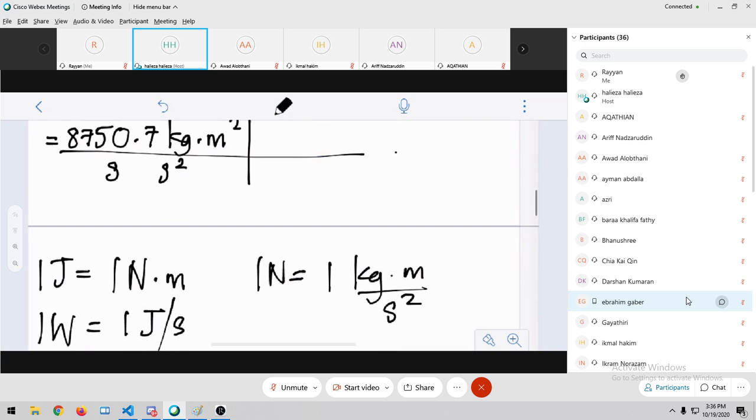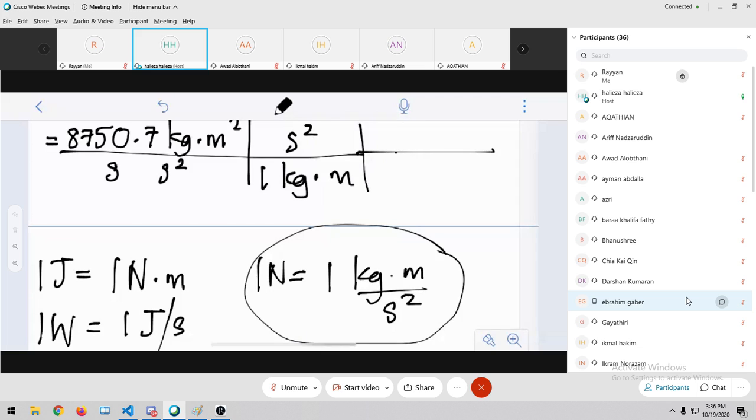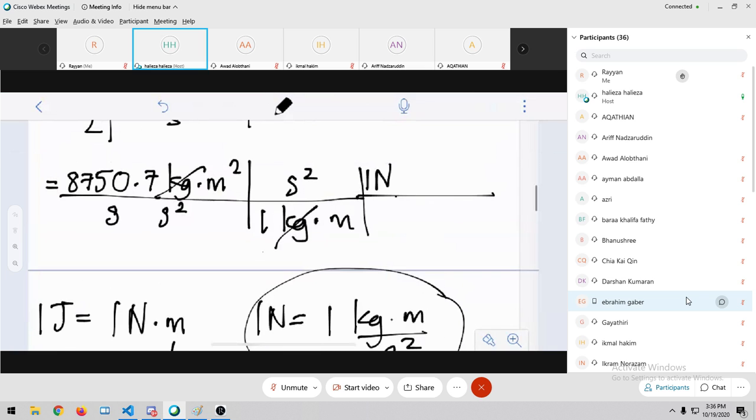Okay, what we have? We have kilogram. Change it to Newton. We have 1 kilogram meter per second square equals to, we're using this now, 1 Newton. You cancel that, you cancel that. Okay, you have your second square.